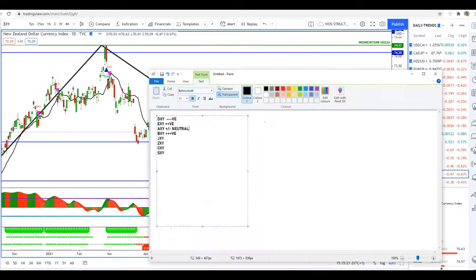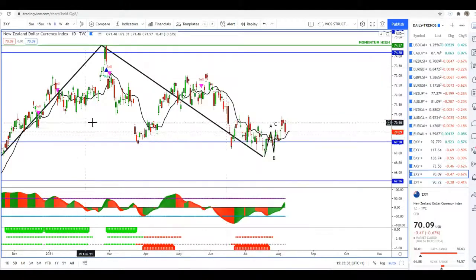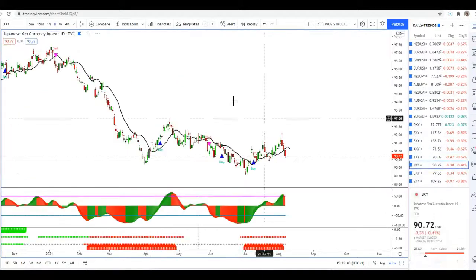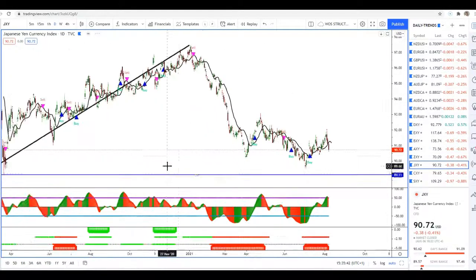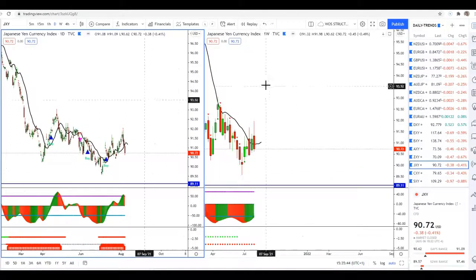Okay, so New Zealand is actually stronger than the Aussie. Normally they move side by side. Where's the New Zealand? Also have JXY. So I'll give New Zealand 2 plus, and that takes us to Japanese yen, JXY. Let's look at the weekly chart of the Japanese yen.